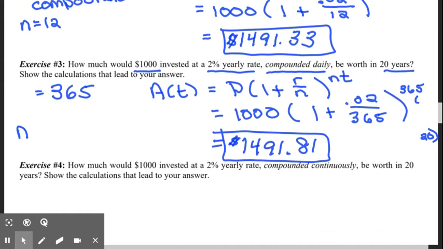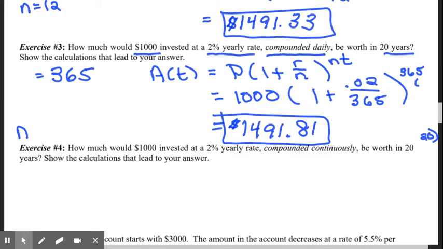Last one like this. We still have $1,000. Still a 2% yearly rate, but this time it's compounded continuously. Now, continuous, remember we went back through in previous lessons that number e, and I said in class, it's just kind of this naturally occurring number, because in nature, a lot of times things happen continuously. Well, if you're really lucky, maybe you have an interest rate that compounds continuously, kind of like our federal debt.